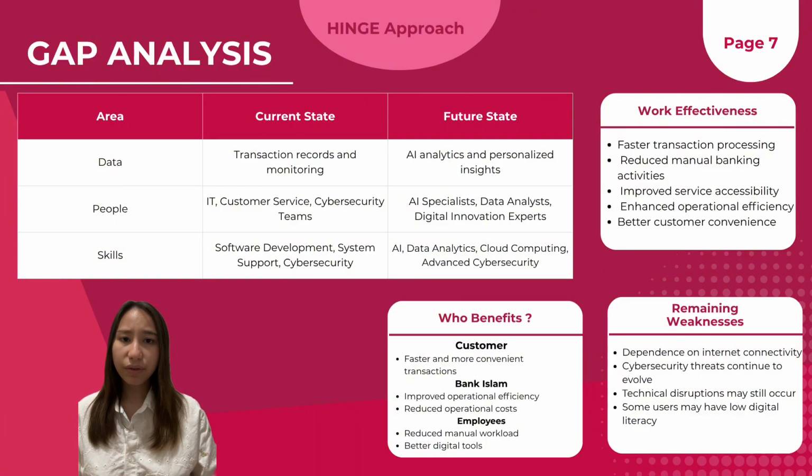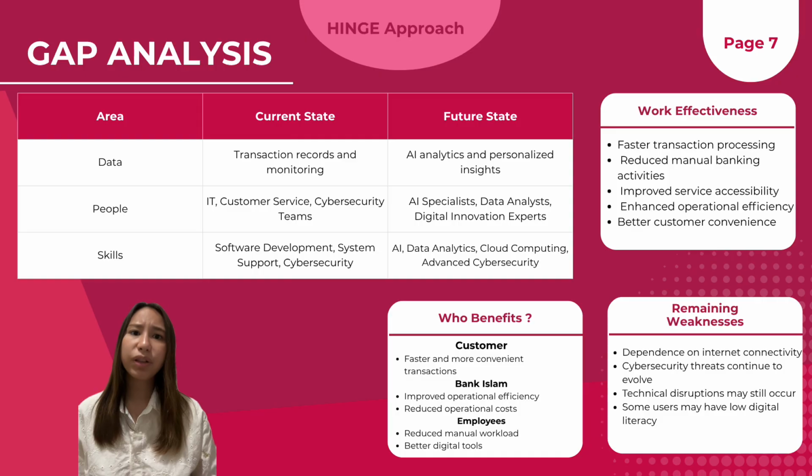This analysis also evaluates the effectiveness of the current workflow process. Based on our findings, the BIMB mobile funds transfer process facilitates work effectiveness by enabling faster transaction processing, reducing manual banking activities, improving service accessibility, and enhancing operational efficiencies. The digital transformation of this process benefits multiple stakeholders. Customers enjoy faster and more convenient transactions. Bank Islam gains improved operational efficiencies and reduced costs, while employees benefit from reduced manual workloads and better digital tools.